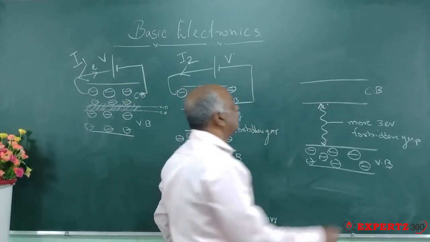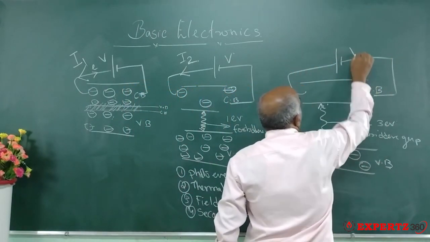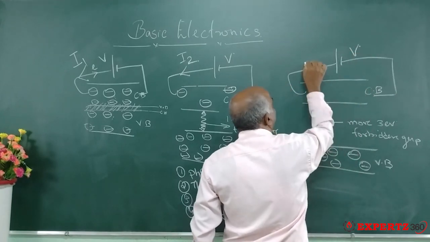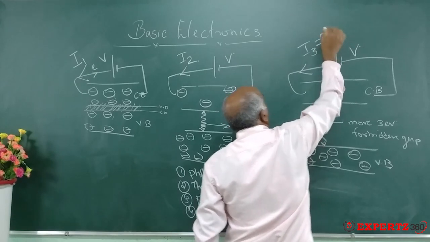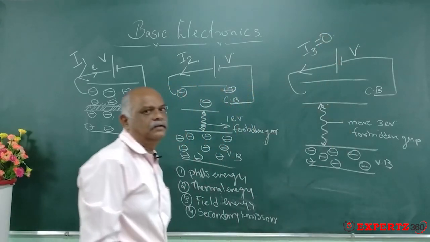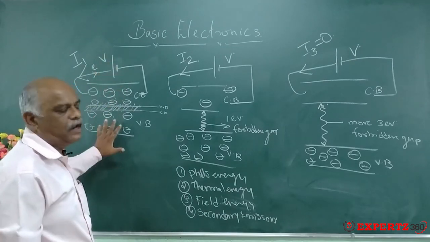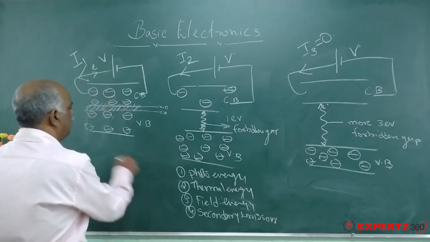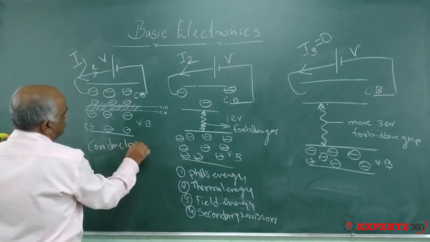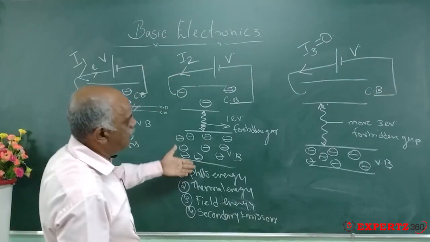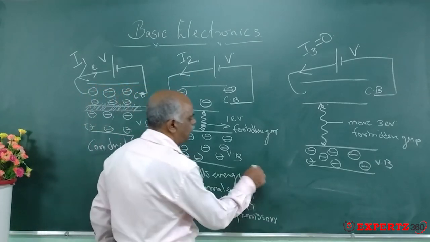Now, in this one, if I apply a potential difference of V volt, there are no free electrons, therefore I3 is equal to 0. Clear? This type of material which conducts current, you call conductors. This type of material in which only a partial flow of current takes place, you call semiconductors.